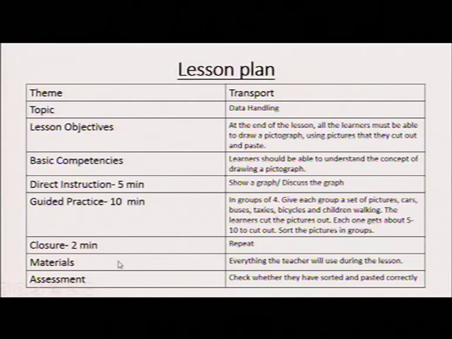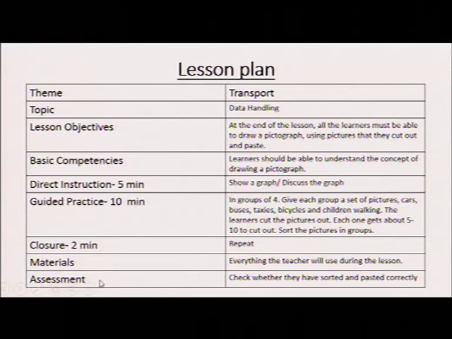What do I write when it comes to material? Everything the teacher will use during the lesson: the worksheets, the pictures, and real objects. Sometimes, when it comes to measurement, I use real objects like water or glass and different containers. Everything that I use in my class, I write as material.